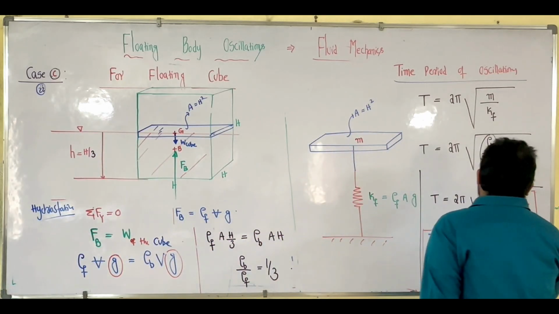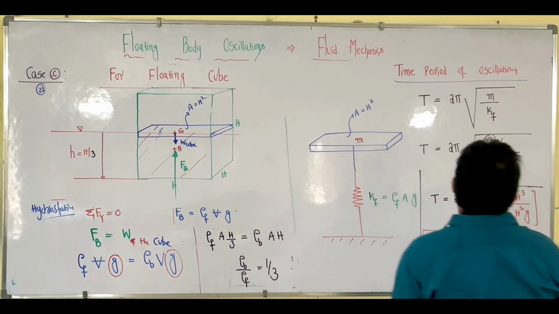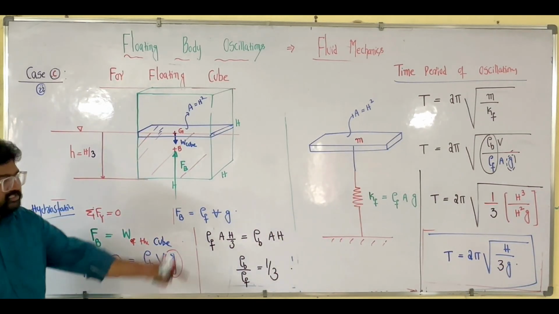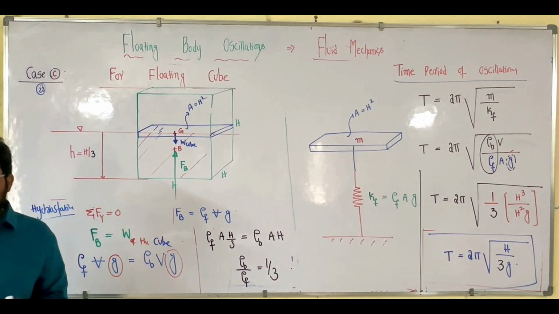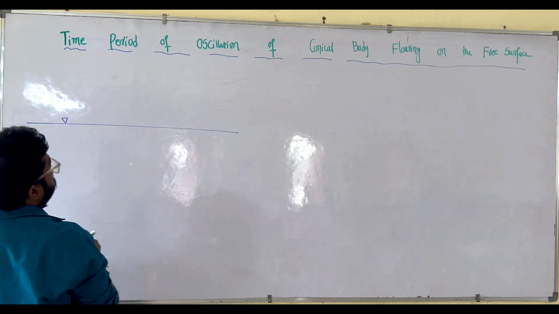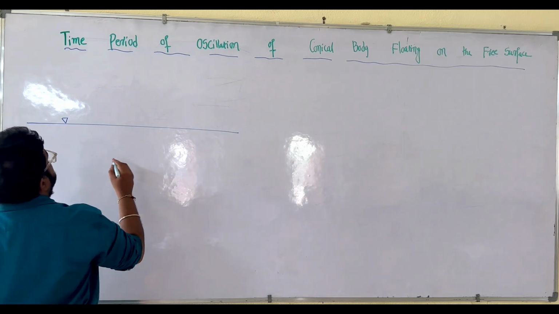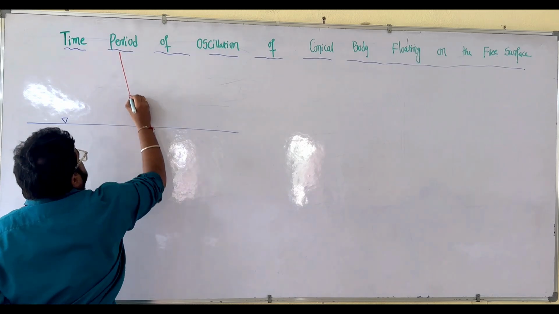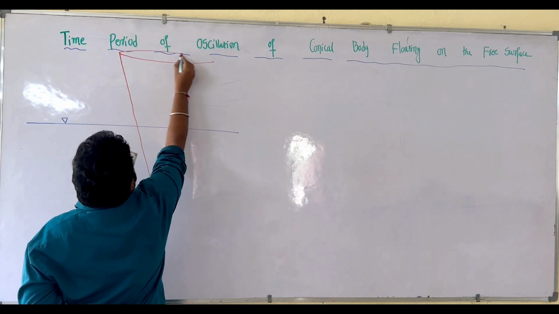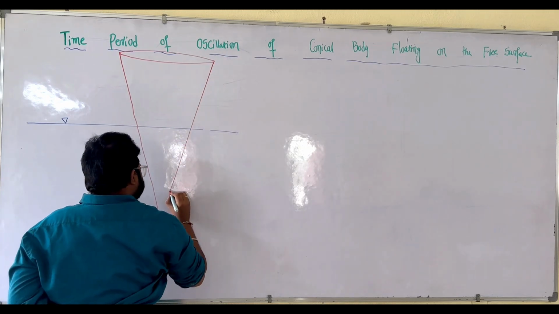So focus here. For this case, 3 will come. H by 3g, H by 3 is there. And a conical body is floating over the free surface. See here, this is the conical body floating on the free surface.